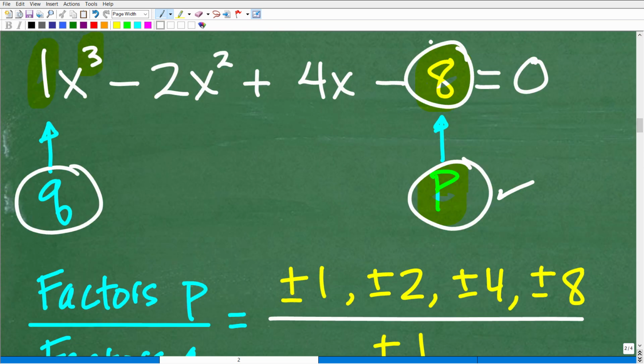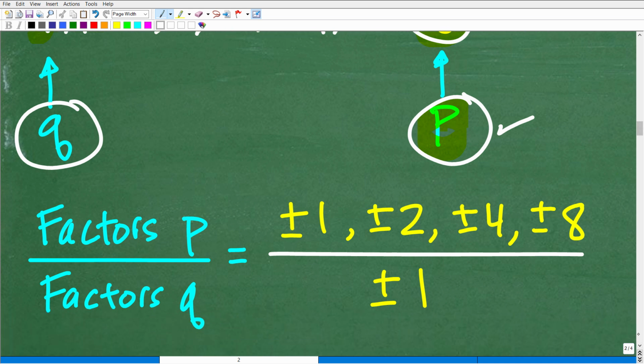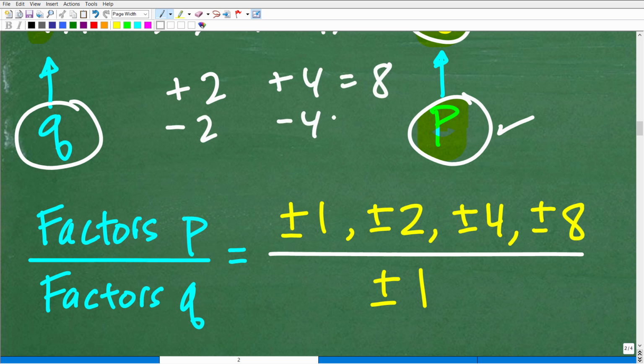Okay, we're going to take 8 right here, and we're going to start with all the factors of 8. So what are factors of 8? Well, 1 is a factor of 8. 2 is a factor of 8. 4 is a factor of 8. And 8 is a factor of 8. Now, if you've never seen the rational root theorem, I'm just telling you right now, you have to put plus and minus into all of these, because positive 2 times positive 4 is going to be 8. Negative 2 times negative 4 is also positive 8. So just get in the habit of putting plus or minuses for all your factors.